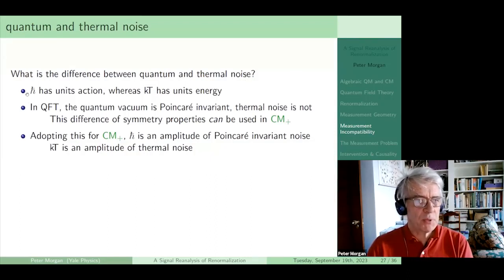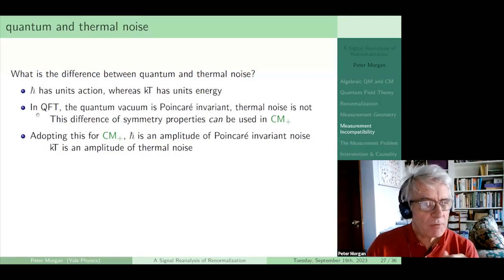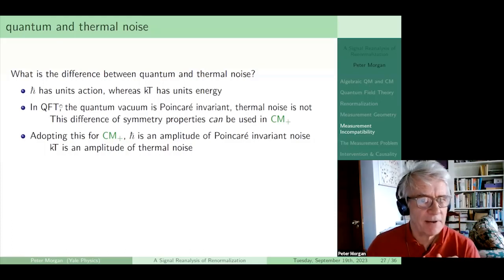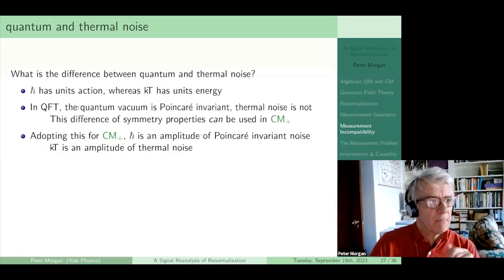There's a simple difference, which is h bar has units action, kT has units energy, different dimensions. In quantum field theory, however, if we look for details, this is where we find it, because we find that the quantum vacuum is Poincare invariant, thermal noise is not. And this is a difference that can be used in CM+. So we adopt that, and we find that h bar is an amplitude of a Poincare invariant noise, kT is an amplitude of a thermal noise that isn't Poincare invariant.